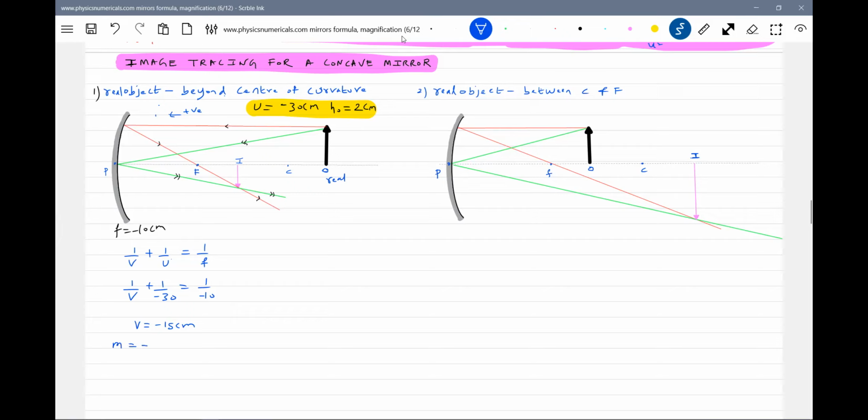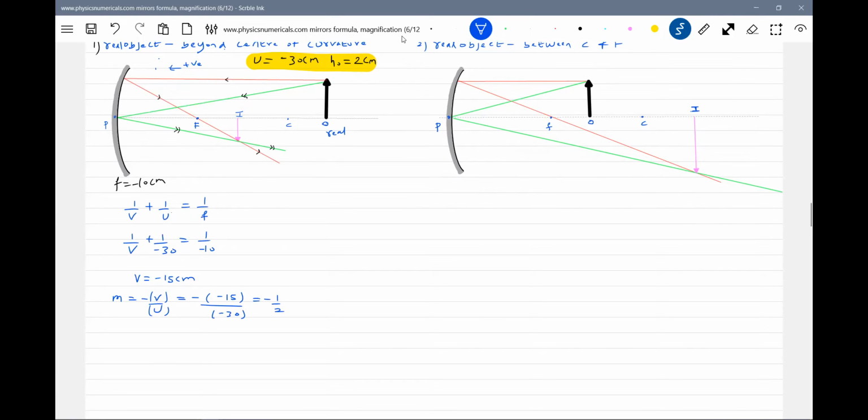Let's calculate the linear magnification. Substitute V and U with sign. V is minus 15, U is minus 30. So this will be minus 1/2. This is the linear magnification. How do you define magnification? Height of the image by height of the object. So magnification is minus 1/2 and the object height is plus 2. So the image height we are getting is minus 1 centimeter.